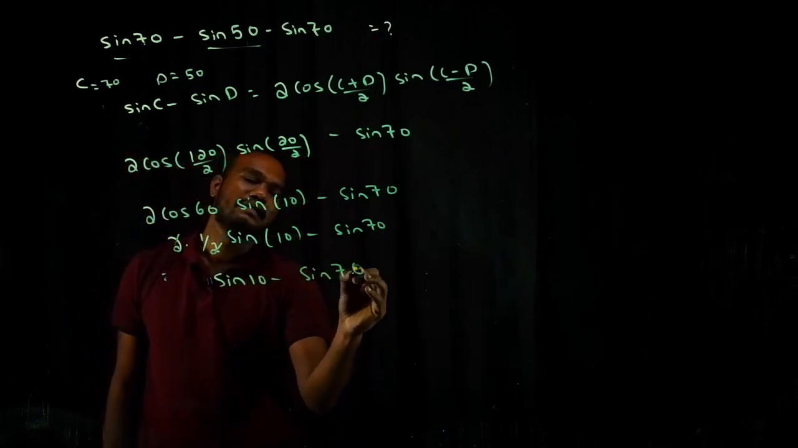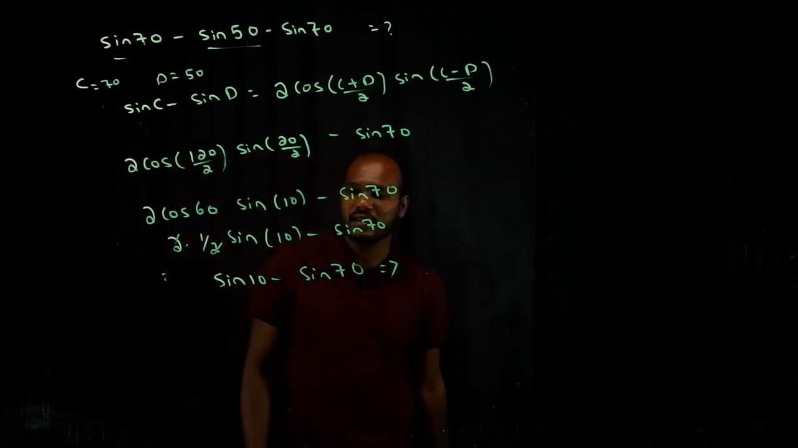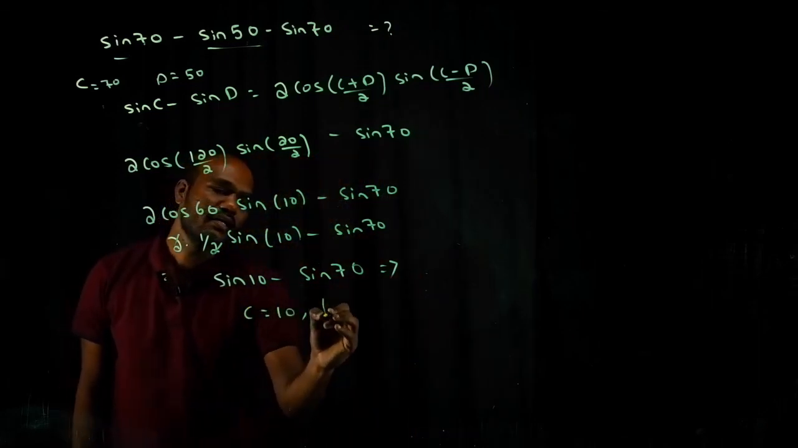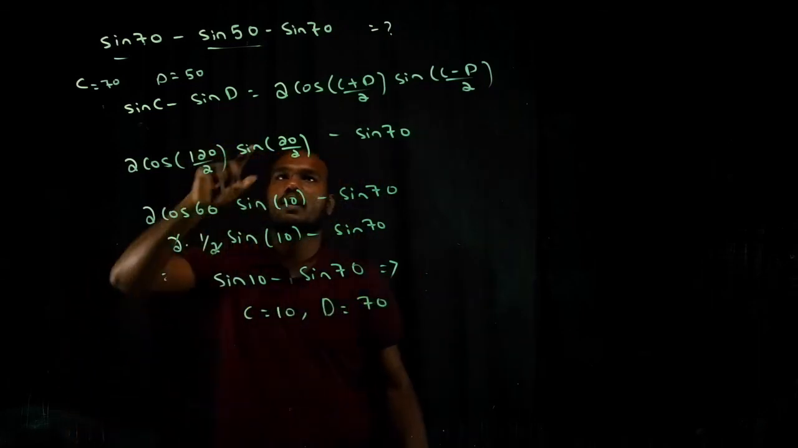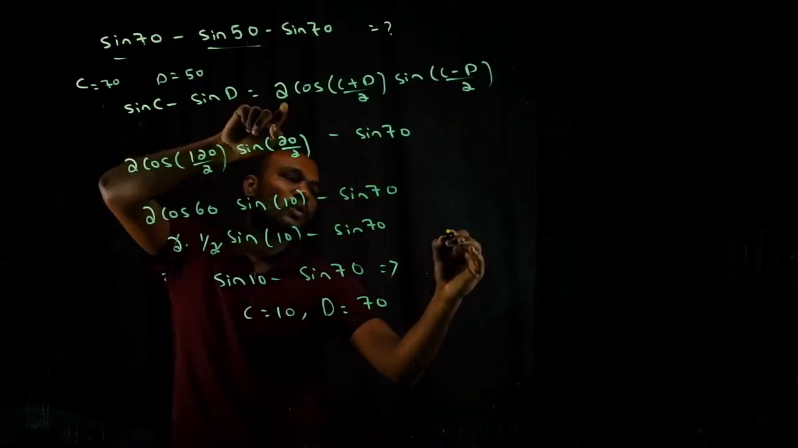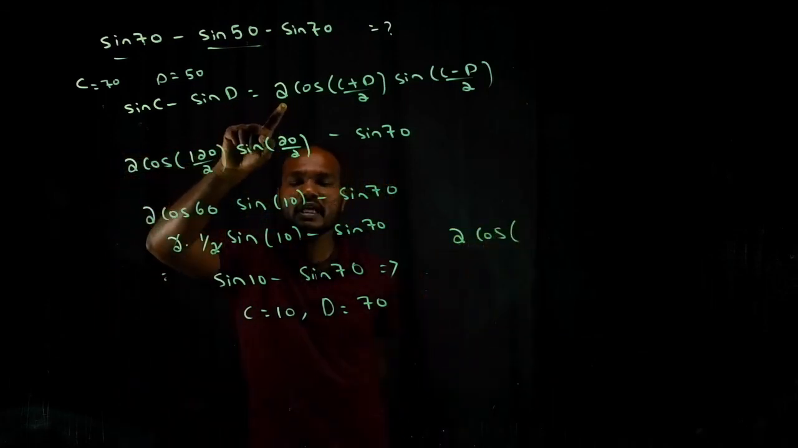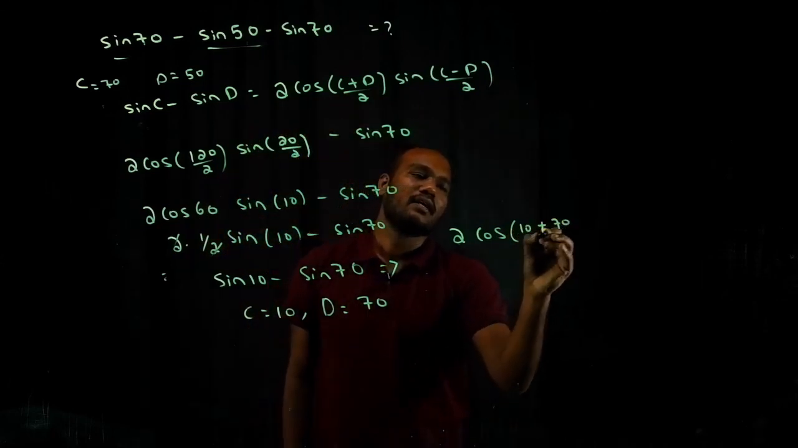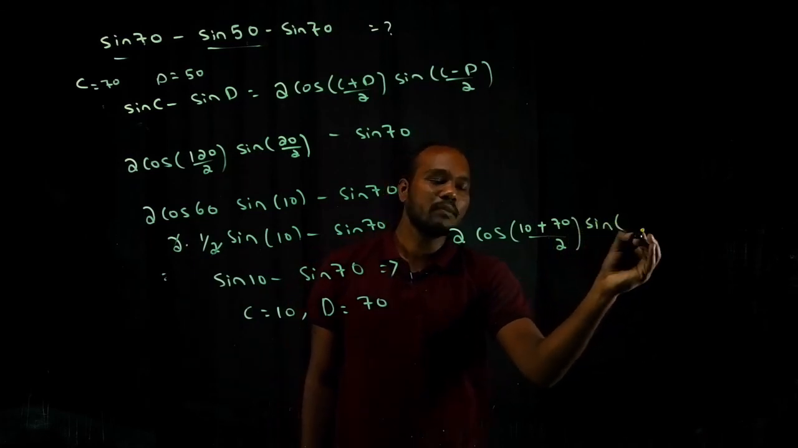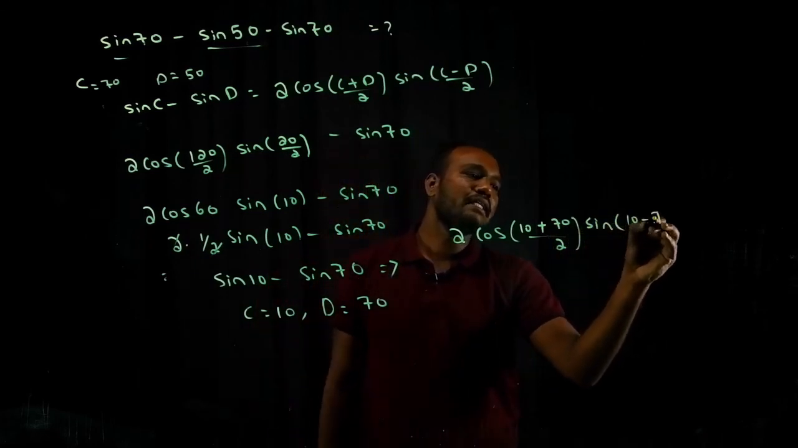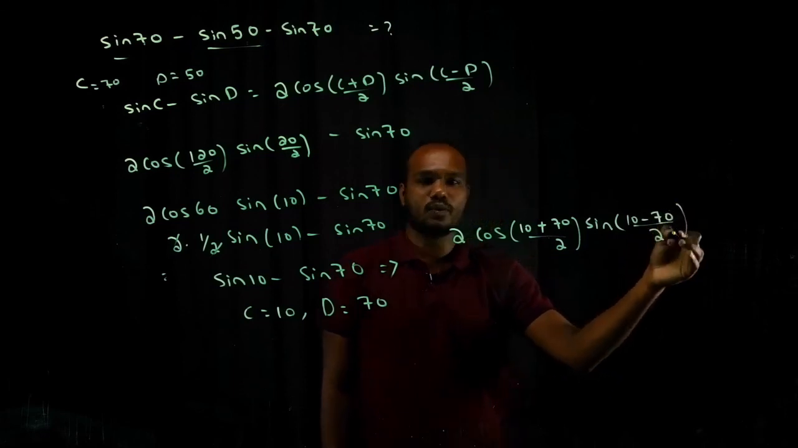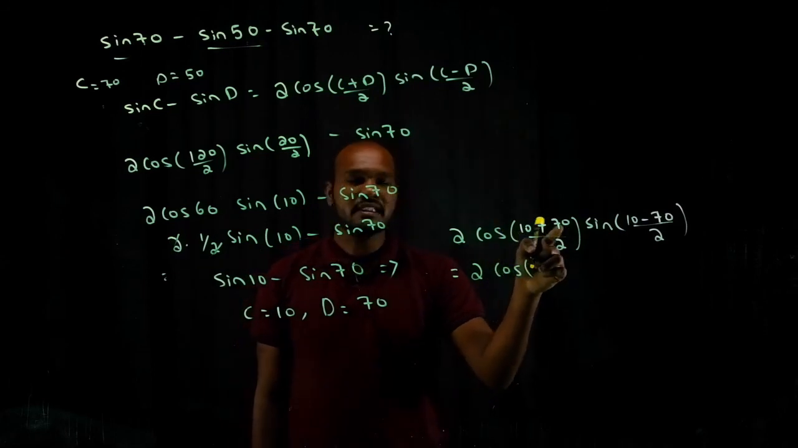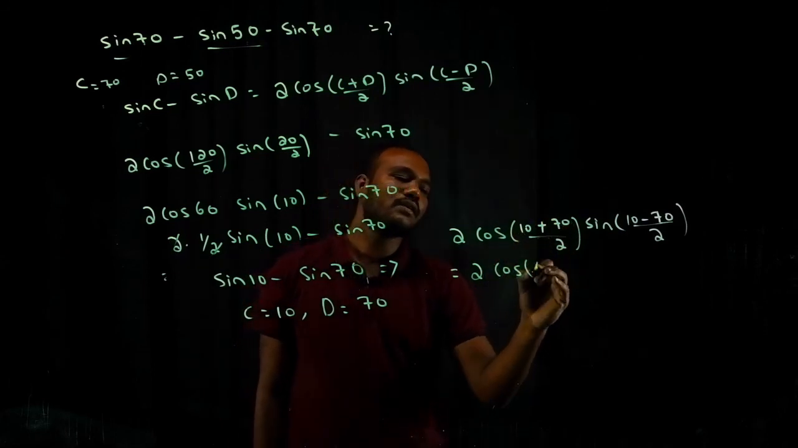minus sin 70. Now again, we can apply this formula sin C minus sin D. In this, C is equal to 10, D is equal to 70. So we have to apply the formula. What is the formula for that? 2 cos C plus D by 2. 10 plus 70 divided by 2. Sin C minus D by 2. That is 10 minus 70 divided by 2. So what will I get? 2 cos 70 plus 10. 70 plus 10, 80. 80 by 2 is 40.